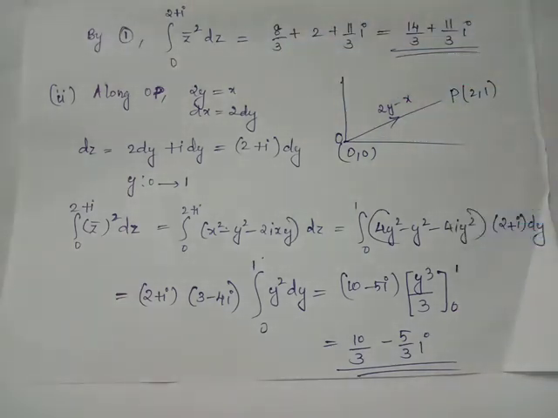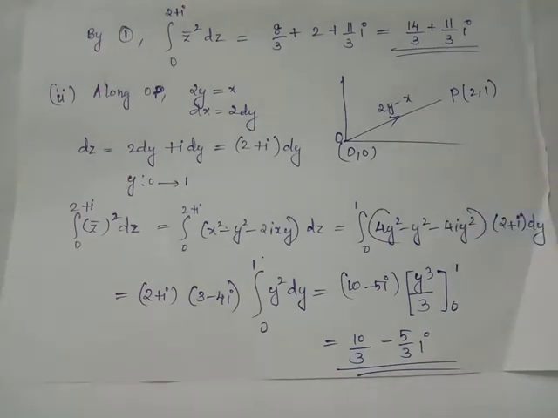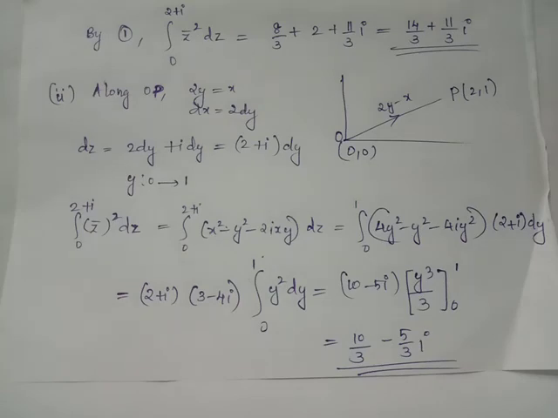After we have replaced x by 2y, we obtain this expression, and we have this rewritten as 3y square minus 4i y square. When y square is taken common outside, we have (3 minus 4i) times y square. Since 2 plus i and 3 minus 4i are constants, those terms can be taken outside the integration, and inside the integration we have y square into dy. After the usual integration and multiplying these two factors, we obtain the final answer as 10 by 3 minus 5 by 3 i.